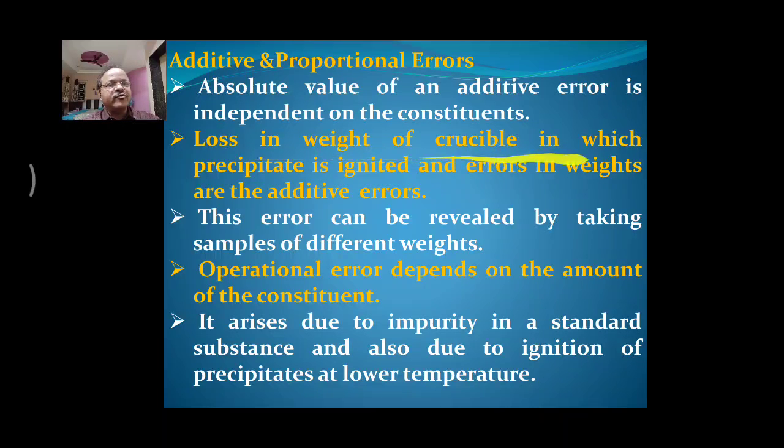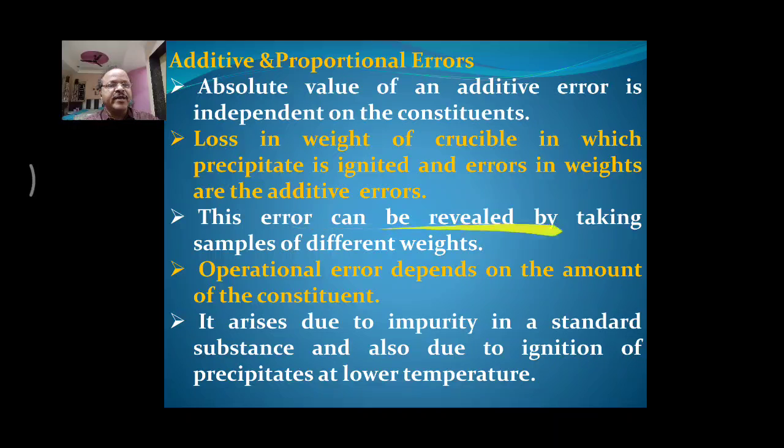Loss in weight of the crucible in which the precipitate is ignited, and errors in weights, are additive errors. Particularly this is carried out in gravimetric estimation. In that case, for loss in weight of crucible, we take the weight of the empty crucible, then the weight of the crucible plus residue after first ignition, second ignition and third ignition, and if we compare the weights, then we find errors. So these errors will be considered additive and proportional errors.